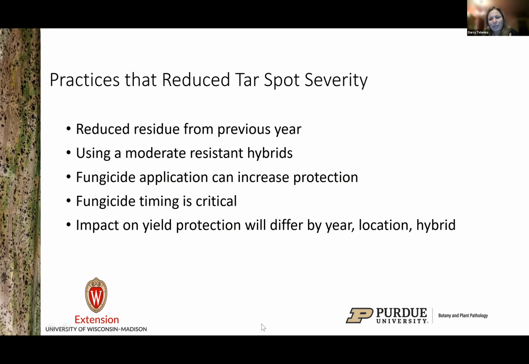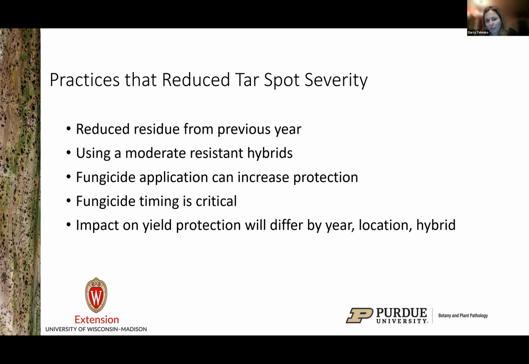So when we look at tar spot severity, Damon and I probably could spend 3 hours talking about what we've been studying. We did do some work on residue, and I didn't present that data, where we see if we can reduce residue, we can layer in a little bit from the previous year of reducing that disease severity. Again, moderate resistance is what we're pushing. If we can find those hybrids that have some moderate resistance, I can see definite differences in how some of those moderately resistant hybrids can slow down that infection.